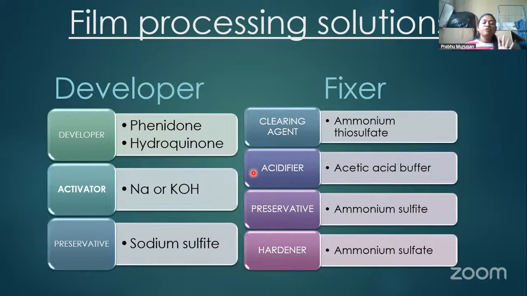It's the same for your manual processing and your automatic processing. When it comes to your automatic processing also, these solutions are only going to be used, but the method in which it is processed only is different.